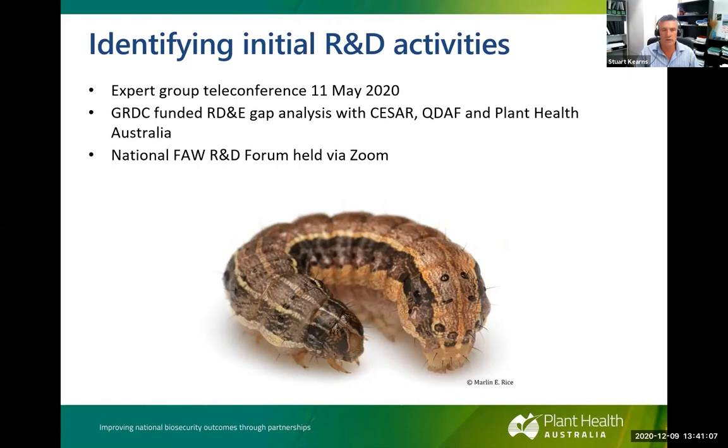Following that, there was a GRDC-funded project looking to pull together an RD&E gap analysis, which was an international gap analysis with a specific emphasis on grains, involving organisations such as CESAR, QDAF and Plant Health Australia. And then finally, there was a national fall armyworm R&D forum, where once again we brought together those people involved in research and development on fall armyworm, to better define what it is we're actually working on and what some of the new projects were that started up after the end of that financial year.